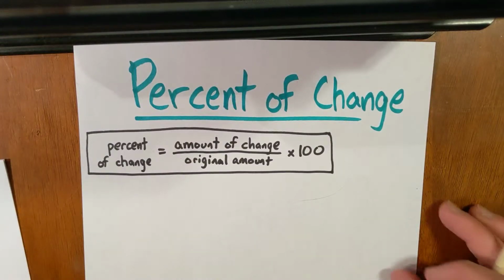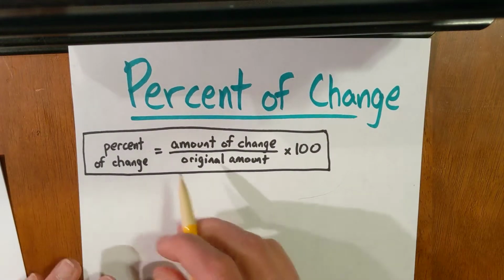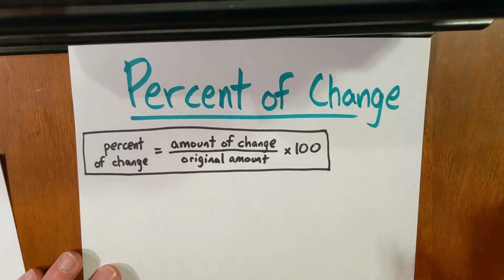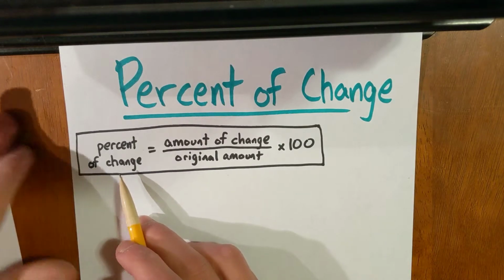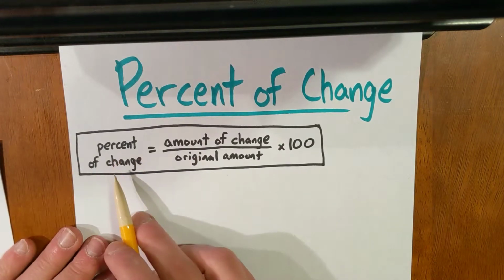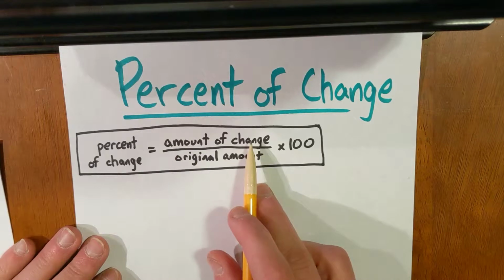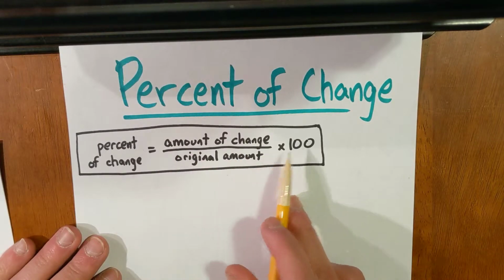All right, we're going to be learning about percent of change in this video. I have the formula listed here. Now, there are many different ways that this formula is written, all basically doing the same thing. So in the one I'm showing here for my pre-algebra class, percent of change is equal to the amount of change over the original amount times 100.